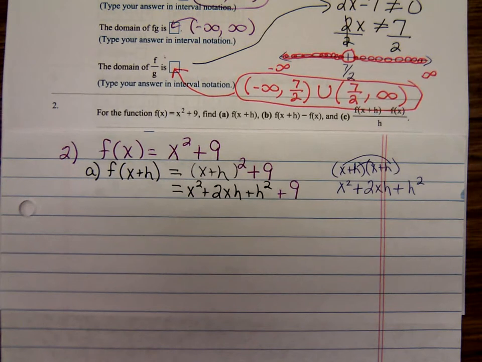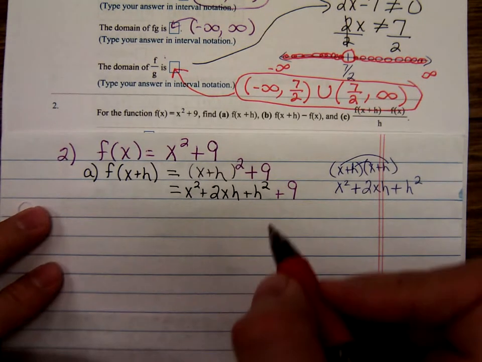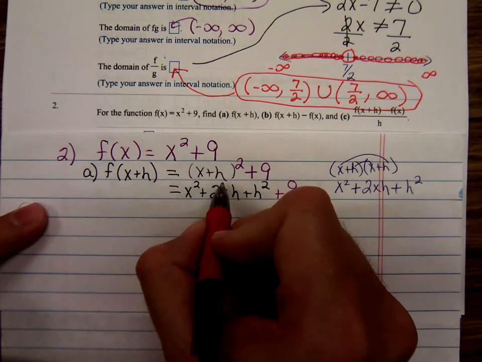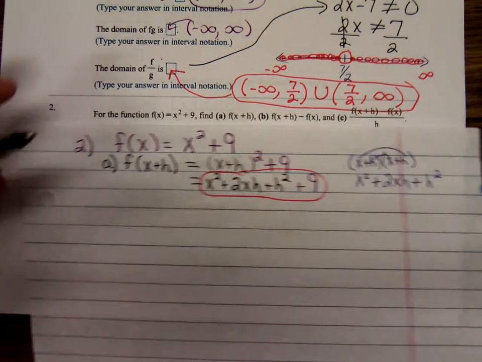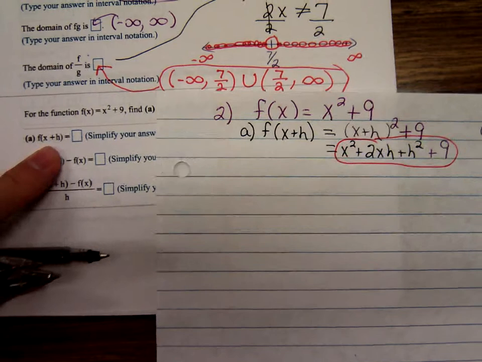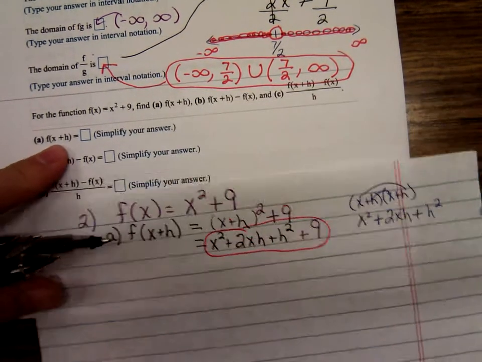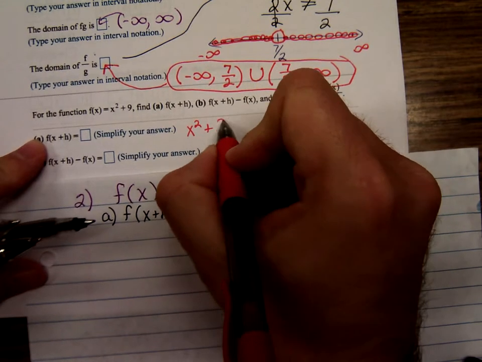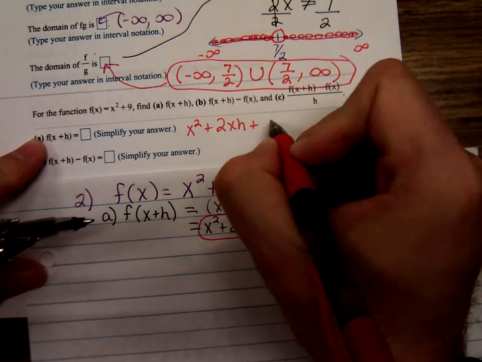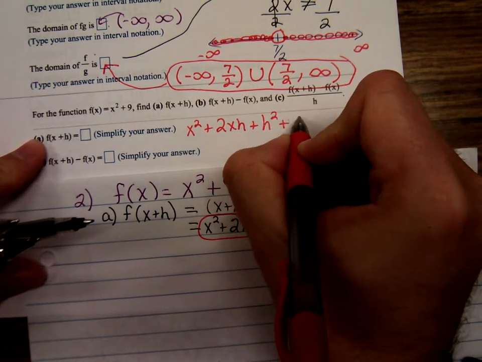There's nothing to simplify there, nothing I can combine. So there's the answer to the first part of the problem. It says find f of x plus h, so that answer would be x squared plus 2xh plus h squared plus 9.